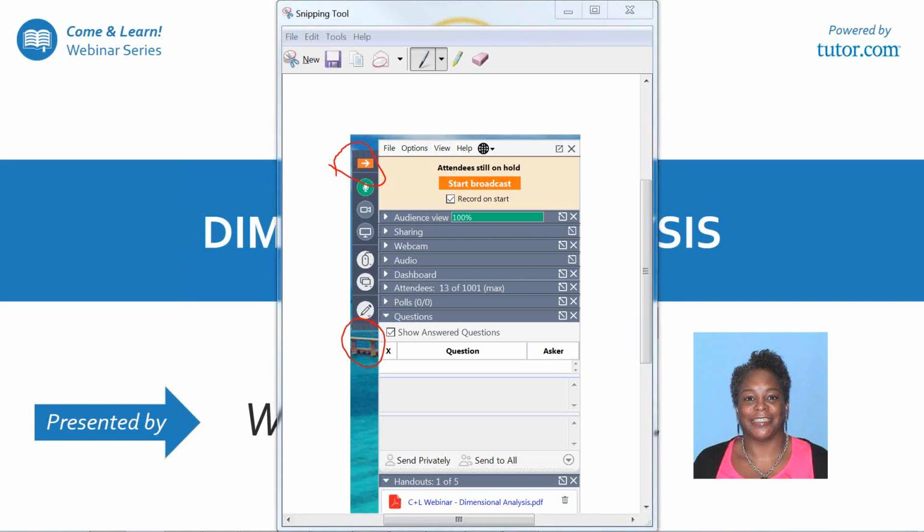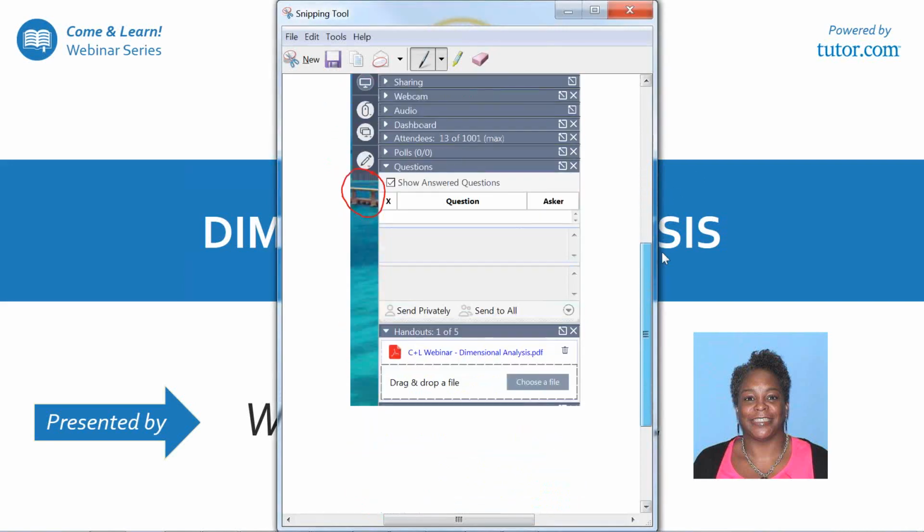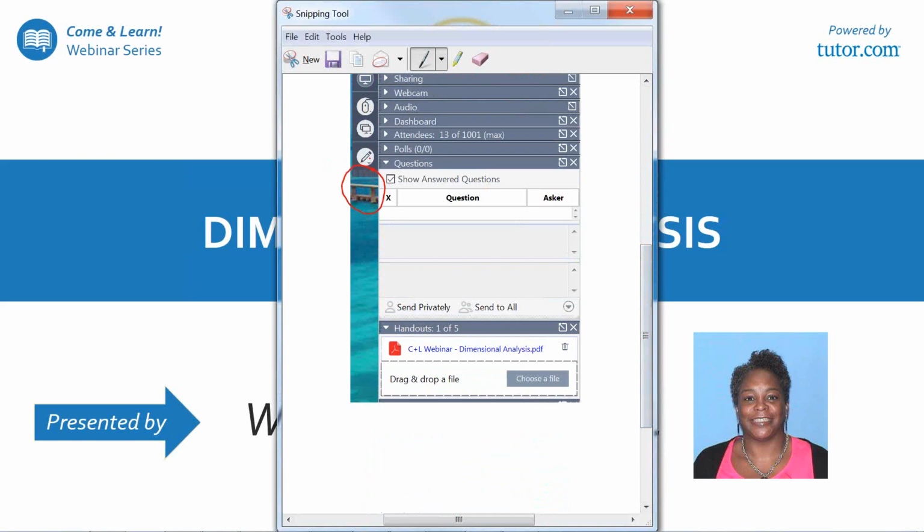All right, I'm seeing quite a few hands going up here. That is wonderful. That tells me the audio is working well. Excellent. All right, so now that you've located this GoToWebinar control panel, I want you to find two different sections. The first one is questions.